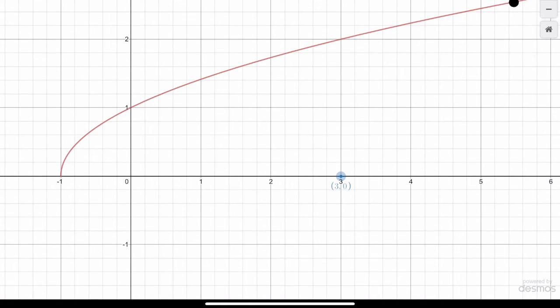More specifically, we need to find a point along the graph of the square root of x plus 1 where the distance between these points is at a minimum. If you draw a line between these 2 points and constrain that top point to existing only along the curve, we need to minimize the distance between those 2 points.